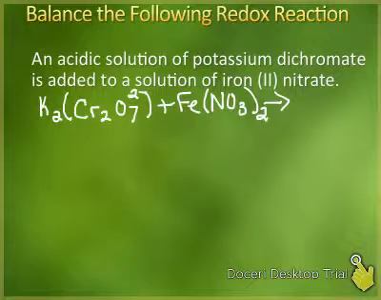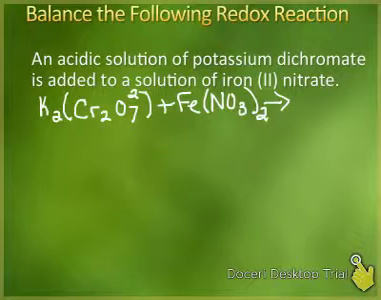So right off the bat, nitrate, potassium. What do we know about nitrate and potassium? Always soluble. Always, always, always soluble. So when we have a net ionic equation, what's going to happen to potassium and nitrate? They're going to be our spectator ions, so they are going to disappear, right? So instead of worrying about those right now, we're going to worry about our chromate and our iron.